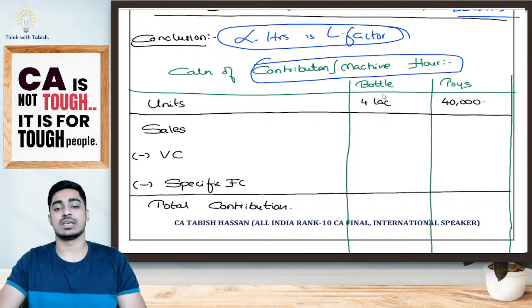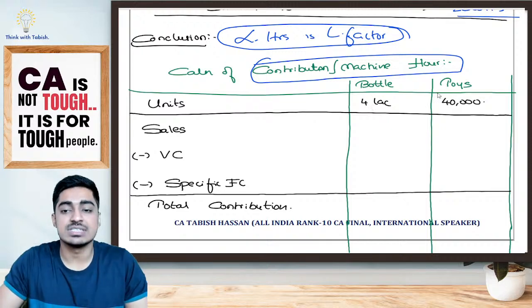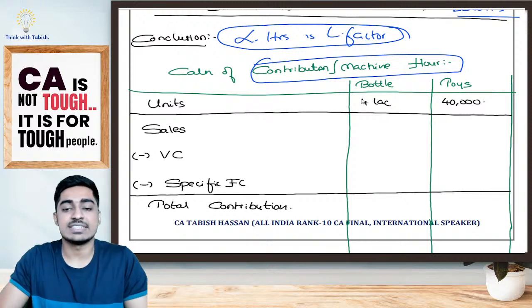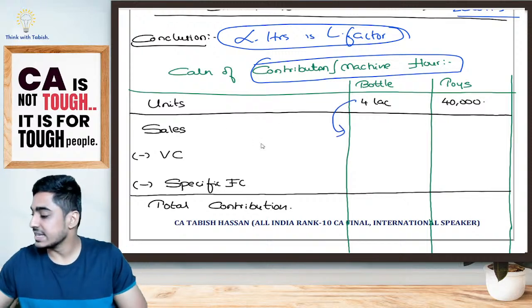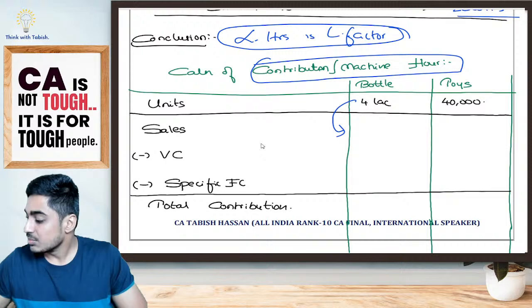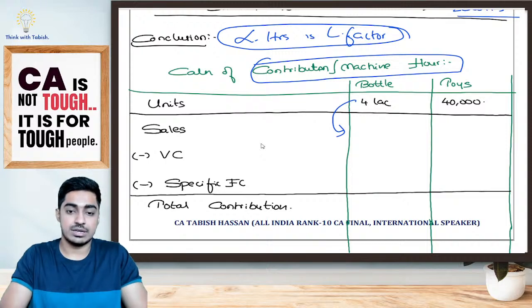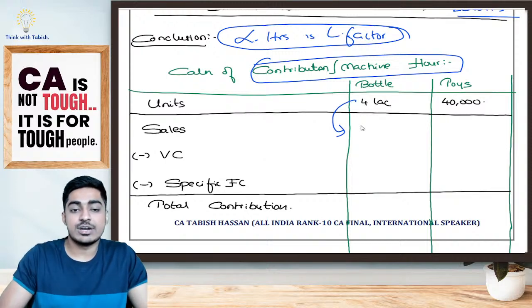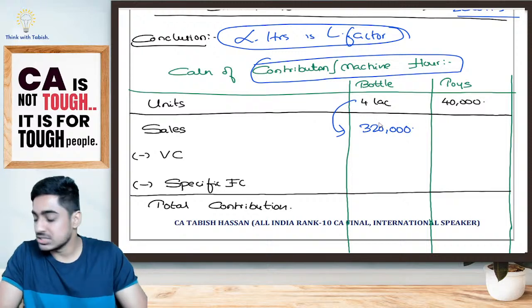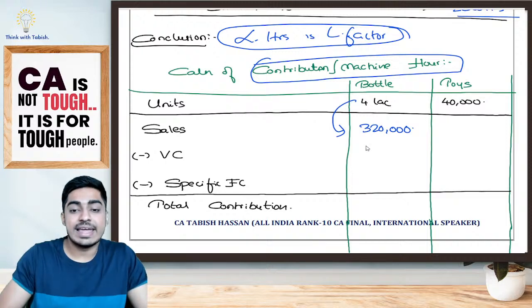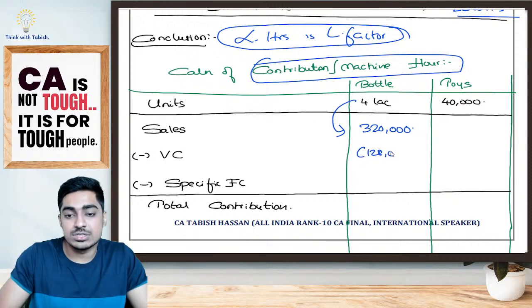Bottle altogether 4 lakh units is required, toys altogether 40,000 units is required. Now, if we sell the bottle, at what price will we be selling every bottle, students? Bottle we are going to sell at 0.8 rupees. So how much revenue will we get? 4 lakh into 0.8, 3,20,000 will be the revenue. How much is the variable cost? 4 lakh into 0.32, 1,28,000 is the variable cost.